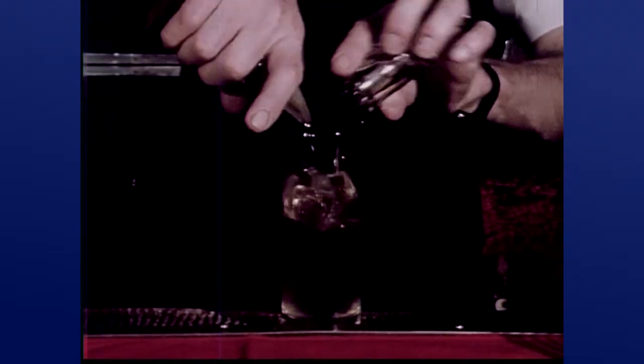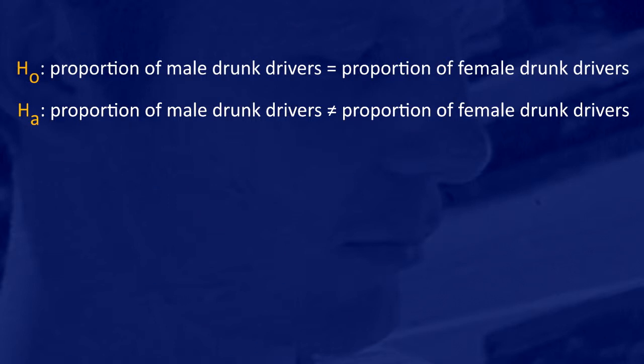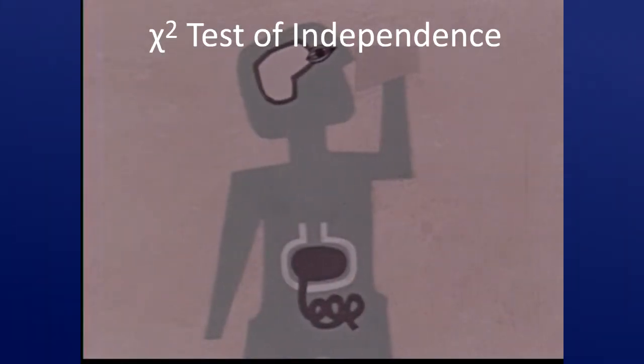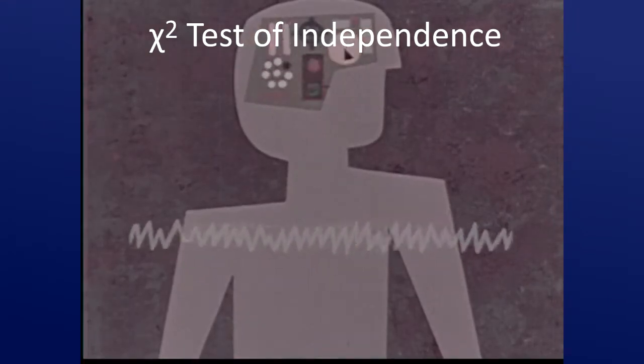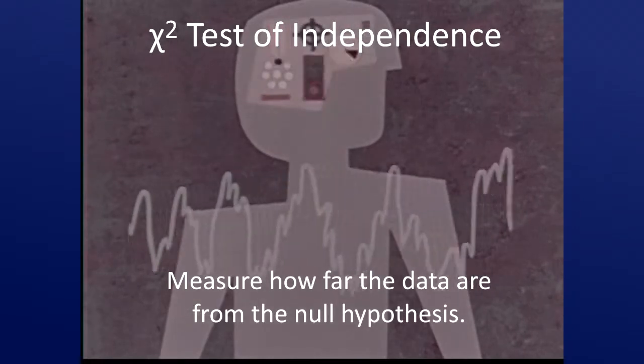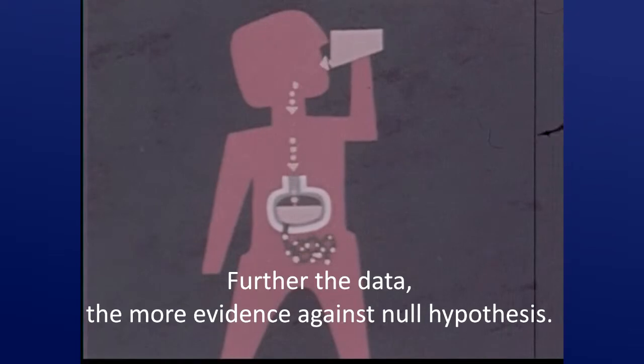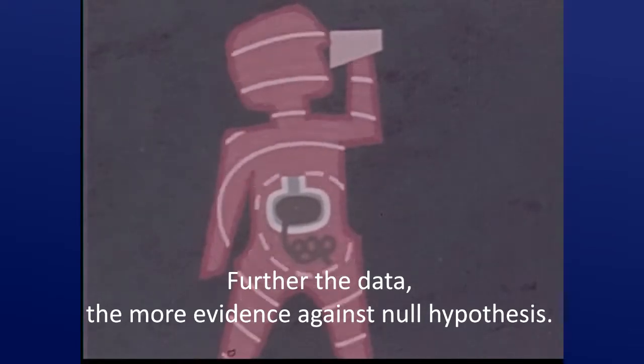In fact, the null and alternate hypothesis could be reformulated as the proportion of male drunk drivers is equal to the proportion of female drunk drivers, or the proportion of male drunk drivers is not equal to the proportion of female drunk drivers. The idea behind the chi-square test of independence, much like the analysis of variance, is to measure how far the data are from what is claimed in the null hypothesis. The further the data are from the null hypothesis, the more evidence the data presents against it.